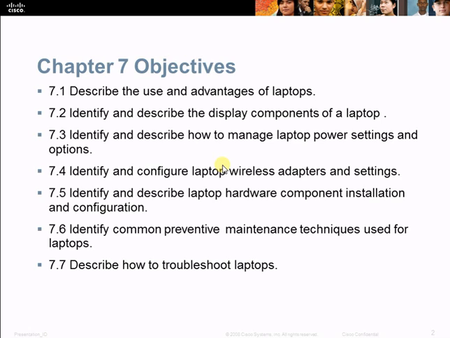Okay, describe and use the advantages of laptops is the first objective. Identify and describe the display components of a laptop. Identify and describe how to manage laptop power settings and options. Identify and configure laptop wireless adapters and settings. Identify and describe laptop hardware component installation and configuration. And so we're going to concentrate on those 5 today.